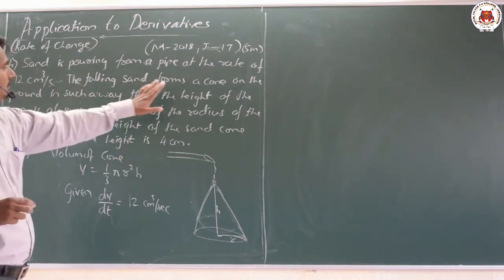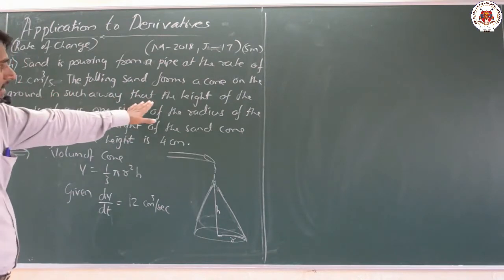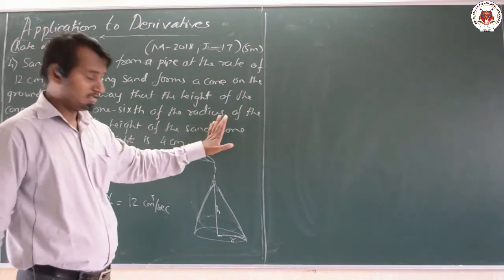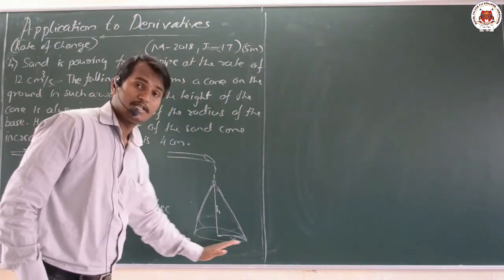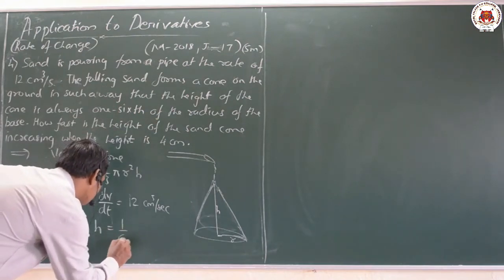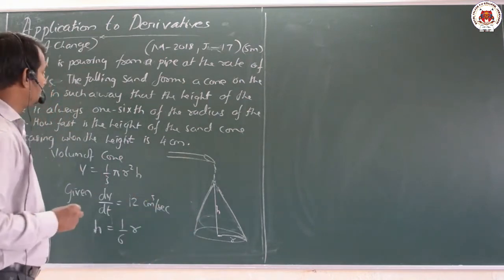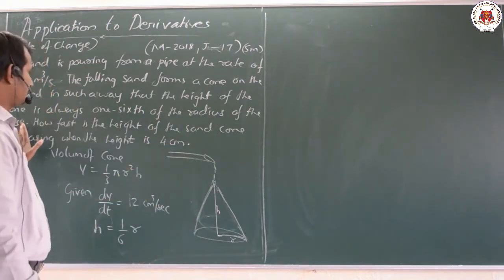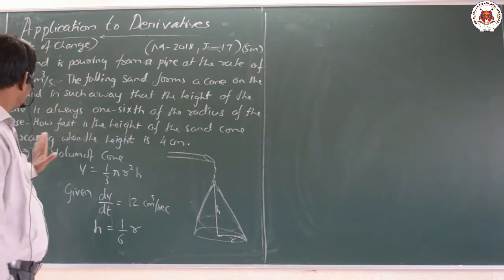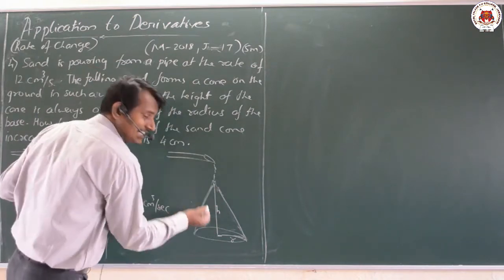The falling sand forms a cone on the ground in such a way that the height is always 1/6 of the radius. Height is always 1/6 of the radius, that is given. Here h means height and r means the radius of the base of the cone. Now what is being asked? How fast is the height of the sand cone increasing?